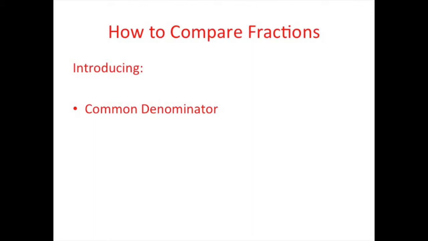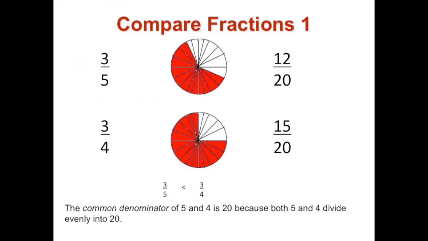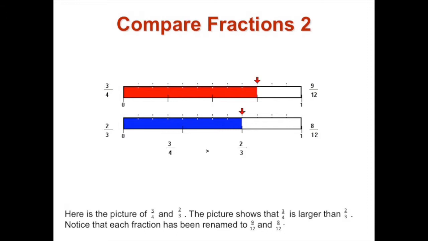How to compare fractions. Introducing common denominator. The common denominator of 5 and 4 is 20 because both 5 and 4 divide evenly into 20. Here's the picture of 3/4 and 2/3. The picture shows that 3/4 is larger than 2/3.